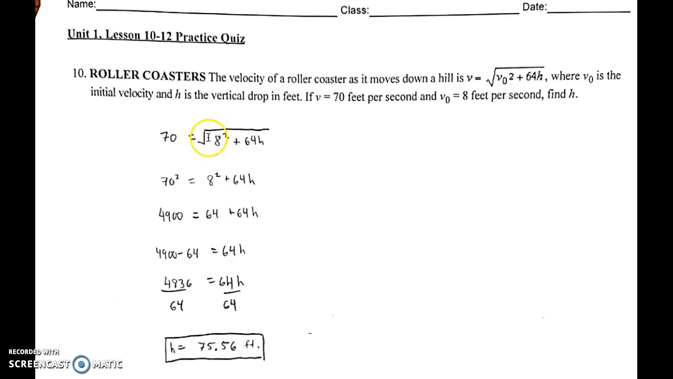I squared both sides, so that gave me 70 squared, and it removed the square root sign on the right side. Then I squared out these numbers. I got 4,964. Then I brought the 64 over here, so I subtracted 64 from each side. That gave me 4,836, and the last step is I divided by 64 to get h by itself. And that gives me, when I divide this on my calculator, 75.56, and my units of height are feet.